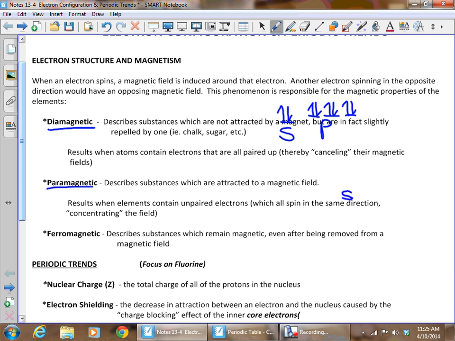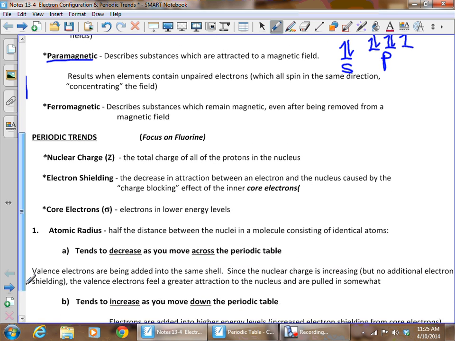Paramagnetic substances, however, it doesn't matter how many unpaired electrons there are. If there's even one unpaired electron, it's going to be paramagnetic. It's going to be able to be attracted by a magnet. It could have 1, it could have 3 unpaired electrons. It doesn't matter. If there's even 1 unpaired electron, it's going to be attracted by a magnet. Ferromagnetic substances, on the other hand, are substances that if you remove them from a magnetic field, they'll stay magnetic. So iron is a good example of one of those.